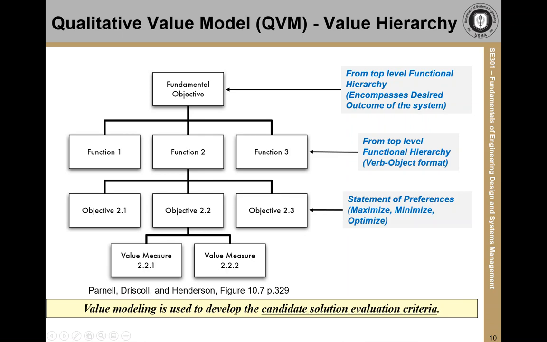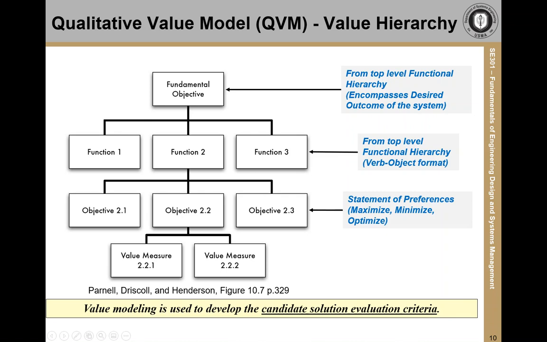Our objectives are statements of preference, and when we talk about objectives, we want to say they will either maximize, minimize, or optimize. Typically we'd like to try to use maximize or minimize, because using optimize can be a bit of a challenge. To optimize, you have to have a very specific value you're trying to achieve, whereas if you say maximize or minimize, you can just say it's a less is better or more is better type situation.